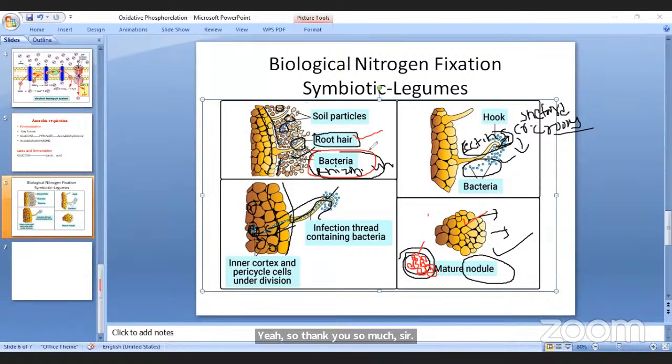Before you leave, sir, do we need to come to the university and submit the assignment? At the time of the practical examination, the practical training classes, you will have to submit. The deadline was given as 20th of March, sir, for submission of assignment. If you complete it, you can submit.